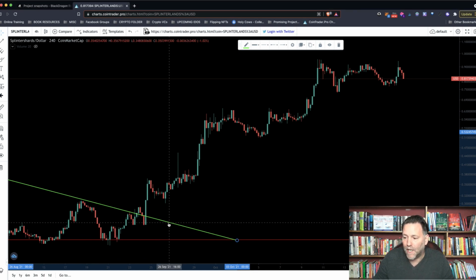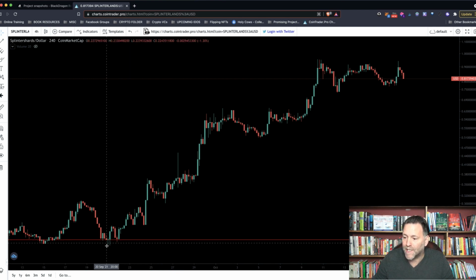But what we also see now that it's broken out, we can see another trend line forming, and we'll just do a trend line here.